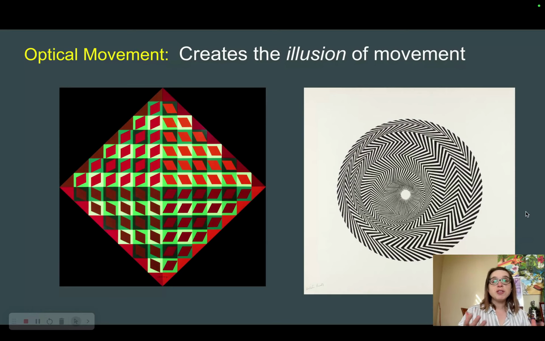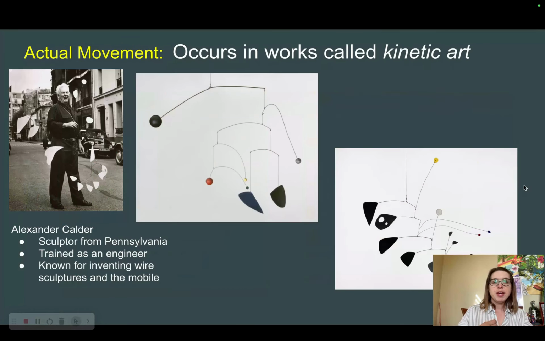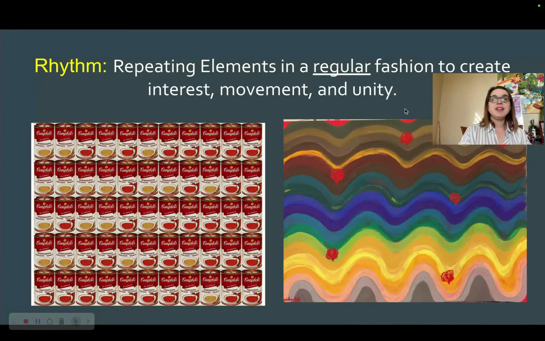Now, in 2D art, there's also optical movement. This is creating the illusion of movement. So think of optical illusions, where your eye thinks something is moving, but it's actually not. And in art, there's also actual movement. This occurs in works of art called kinetic art. This is art that would move, maybe due to a motor or to the wind or the air, so it's physically moving.